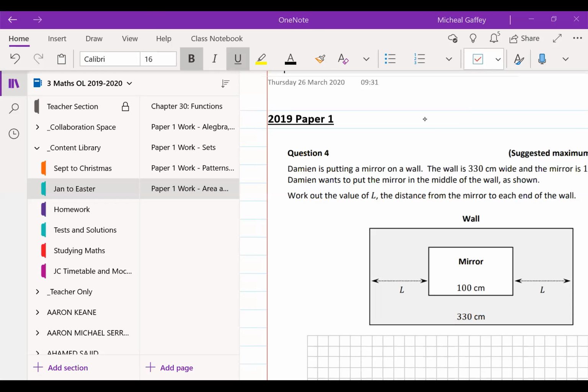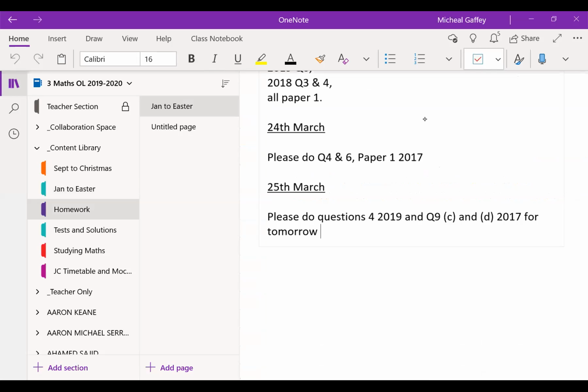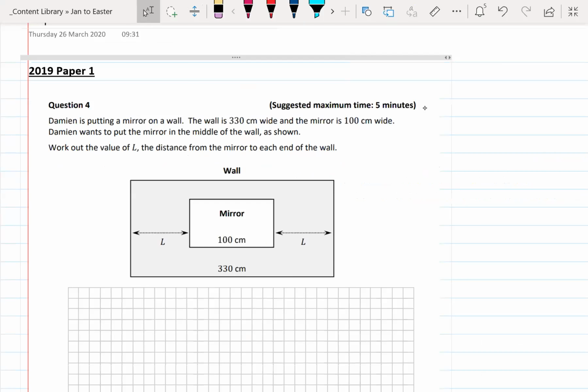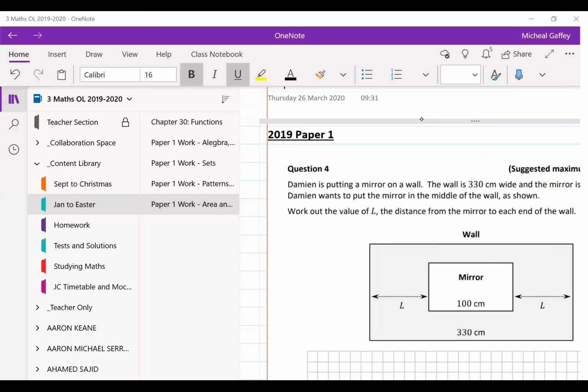Okay, guys, hi. Back here now to have a look at the work from last night. So let's have a look what your homework was. Question 4, 2019, and question 9, C and D from 2017. Okay. So here's question 4 from 2019. As you can see, it has its own tab there.